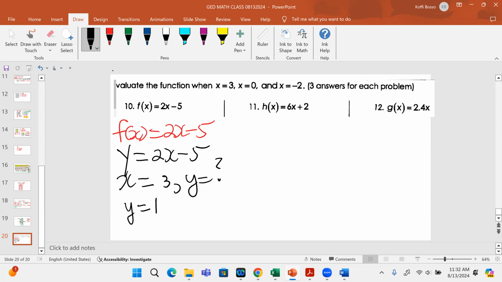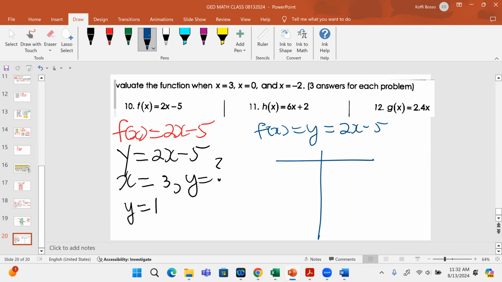So far, so good. To make it simple, I can make a table. I take each one and make it as a table. So if I take f of x, which is my y, which is 2x minus 5, I draw this table here. So I have an x, I have a y. When x is 3, we say the y is 1. Now, when x is 0, what will be the y? And when x is -2, what will be the y?